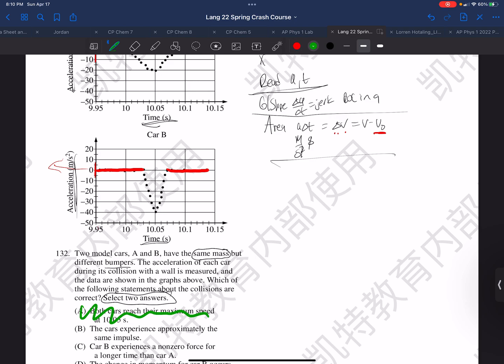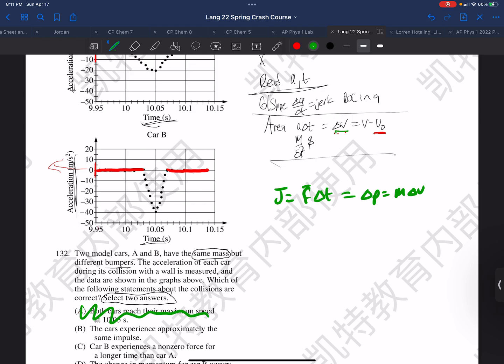The cars experience approximately the same impulse. So let's lay out our equivalents here. We have impulse, by definition, is the average force times the change in time. And the change in momentum is m delta v. And of course, the impulse is equal to the change in momentum experienced by a body. So those two are equal to each other. So the cars experience approximately the same impulse.